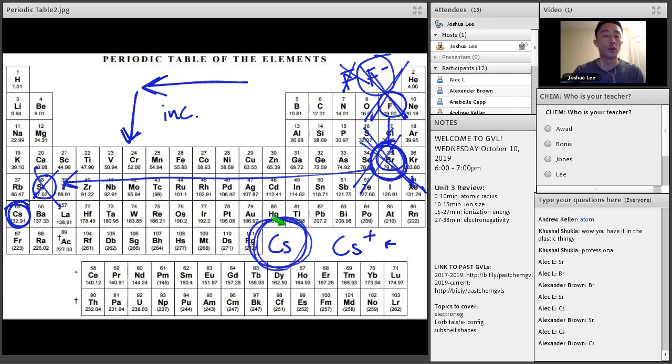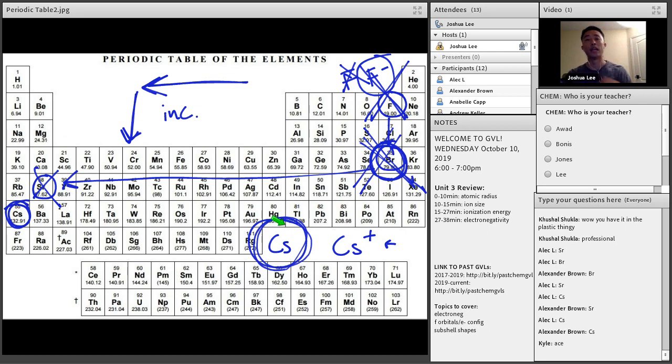So that's how I would go about answering those questions. If you're given a list of elements, just look at where all the elements are on the periodic table and slowly start to eliminate them as you go, from one to the next and next. So it's important that you remember these trends. They will help out a lot.